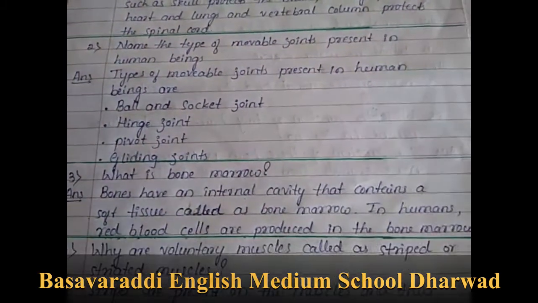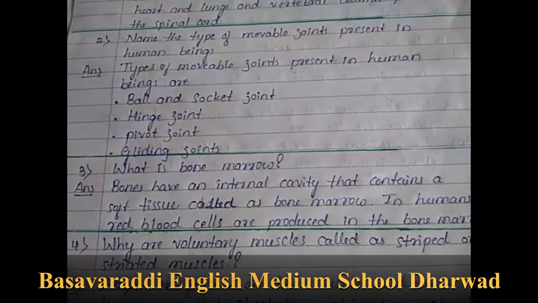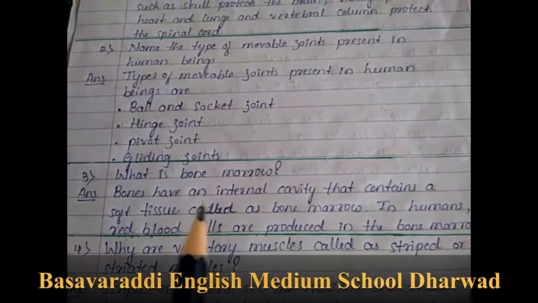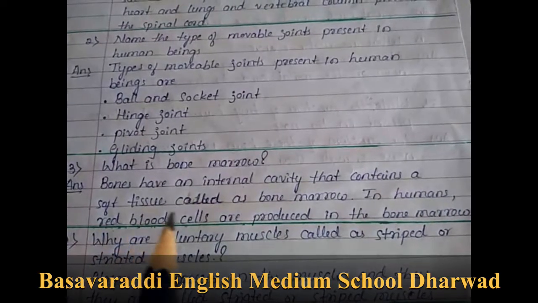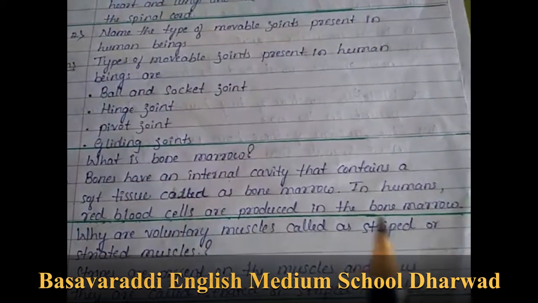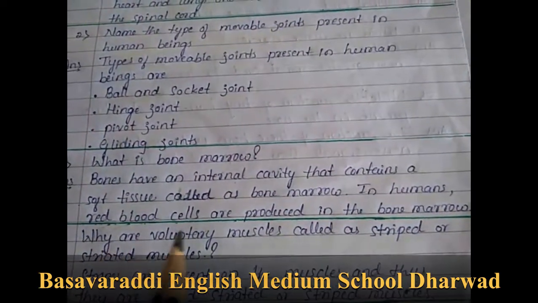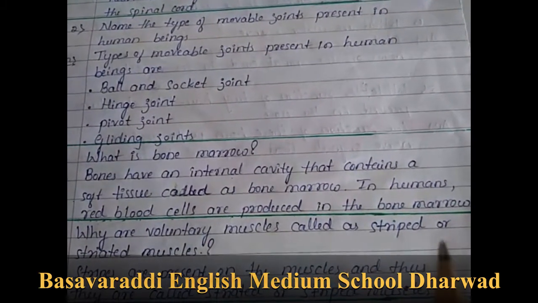Third one, what is bone marrow? Answer, bones have an internal cavity that contains soft tissues called bone marrow. In humans, red blood cells are produced in the bone marrow.